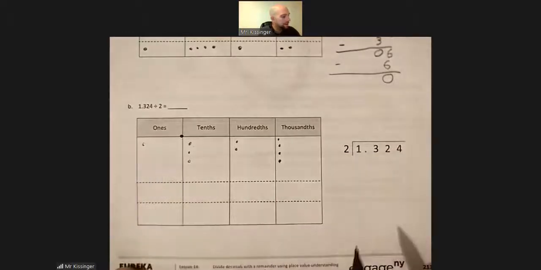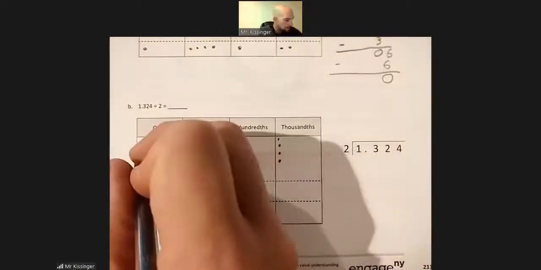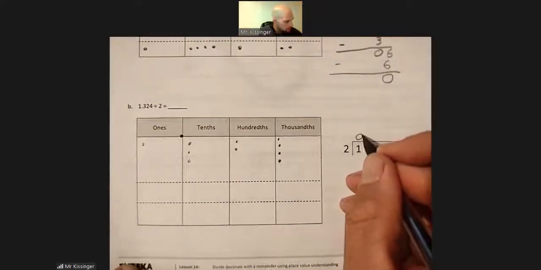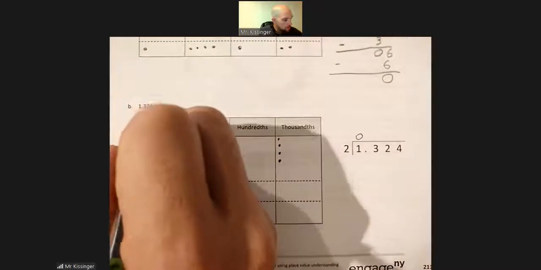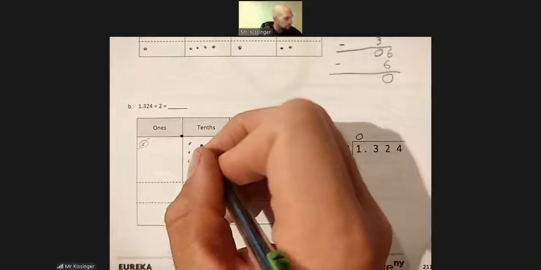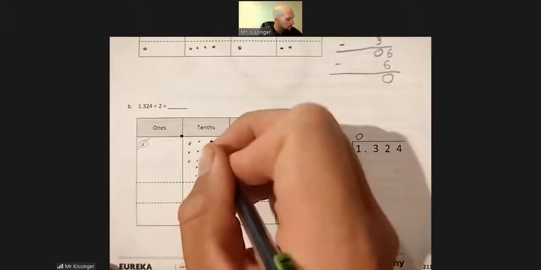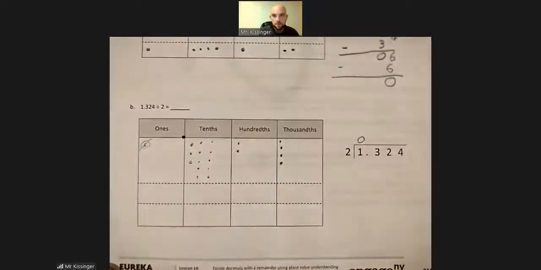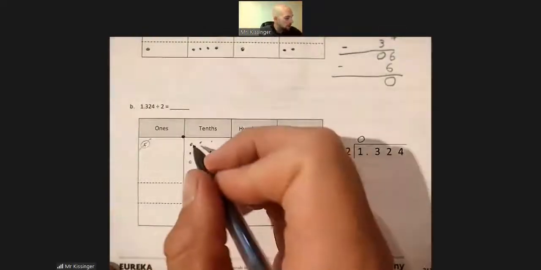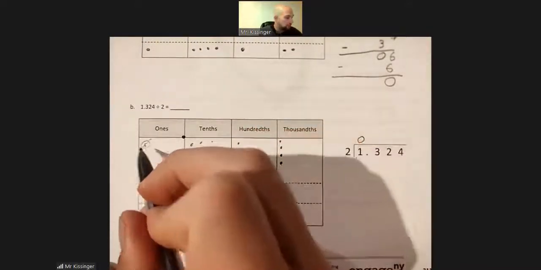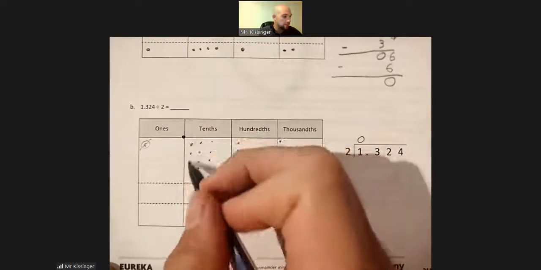So 1 can't be divided by 2. So what that's going to look like over here is this. We have this one left over. We're going to cross that out, and we're going to make that 1 into 10 tenths. 1, 2, 3, 4, 5, 6, 7, 8, 9, 10. All right, so we have 13 tenths altogether: the 10 that we just took from the ones place, and then the 3 that we had before.